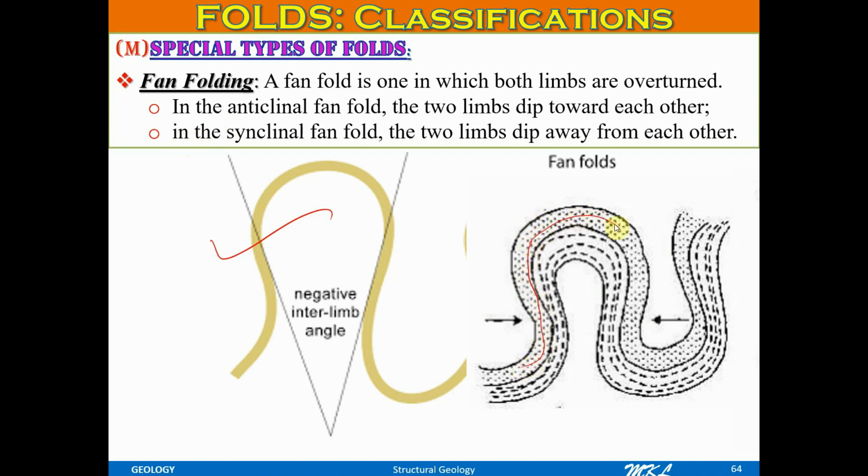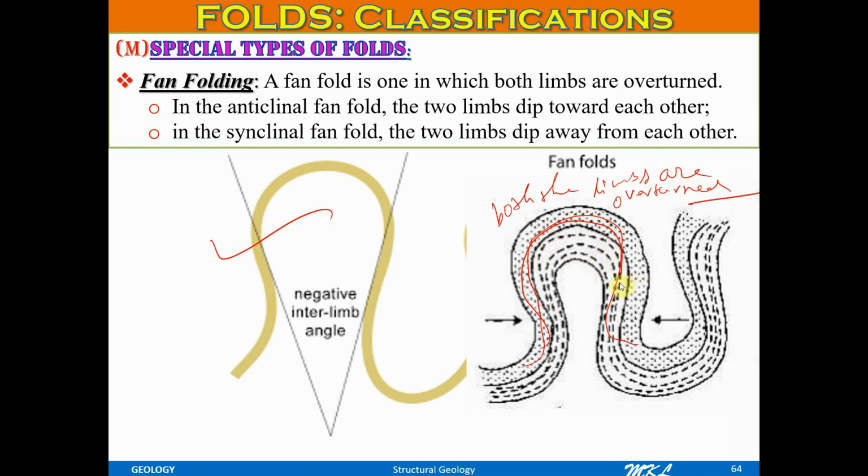Fan means this type of structure, generally made by rivers, and it's called the fan delta. You might have heard of it. So it's looking like a fan structure. Okay, and fan fold, when the folded structure is looking like this, both the limbs are overturned. Okay, that type of fold is called fan folding.